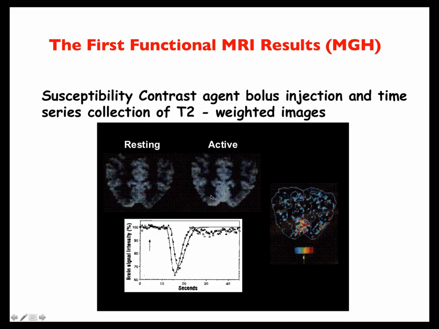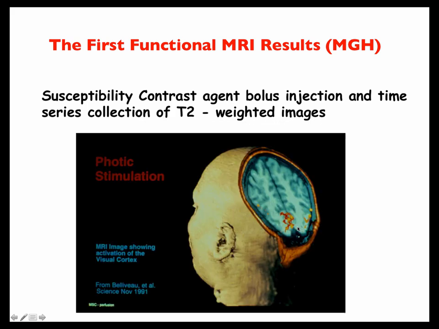And then he shined lights into the subject's eyes and did this experiment once again, integrated under the curve and subtracted these two, and came up with a map like this, which showed for the first time visual cortex activation. And this was published in Science in November of 1991. As soon as this paper came out, the technique was obsolete as far as a functional imaging technique was concerned, because BOLD had come along from even a colleague in his own group, Ken Kwong.